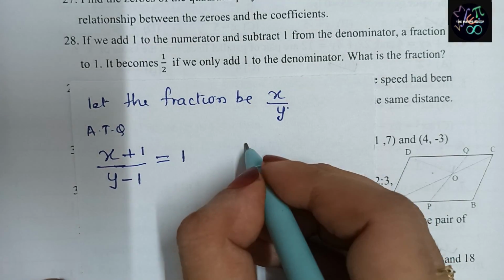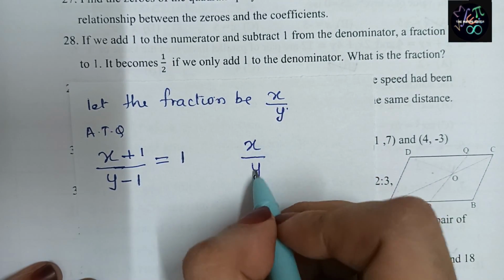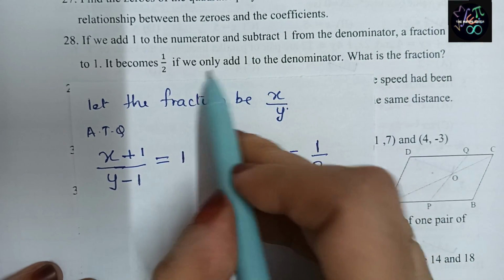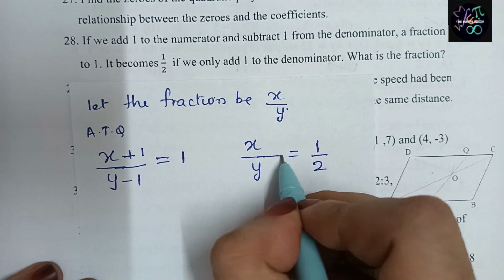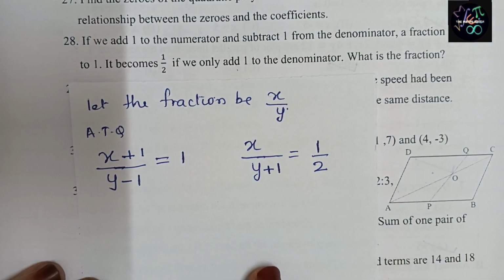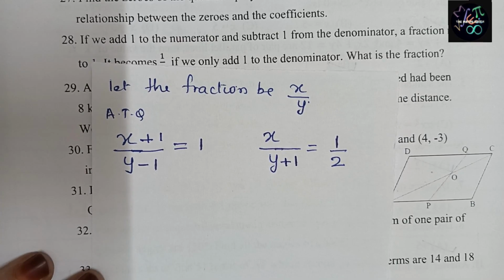Then again I will write the fraction. What they are saying again is that it becomes 1 by 2, if we only add 1 to the denominator. Now find the fraction thereafter. Okay, let us start solving now.